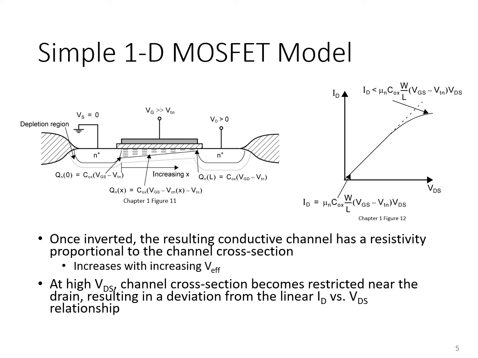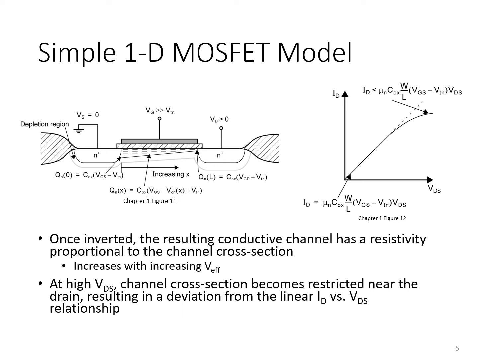Here's a simple one-dimensional model of the MOSFET with which I assume you're familiar. Depicted here is an NMOS transistor, and so clearly when a gate voltage exceeding the threshold voltage is applied between the gate and source, the channel, or p-type region under the gate, is inverted, creating an n-type channel between drain and source. The resulting channel conductivity is proportional to the channel cross-sectional area, and therefore the resistivity of the channel decreases with increasing V effective, because its cross-sectional area increases with increasing V effective.